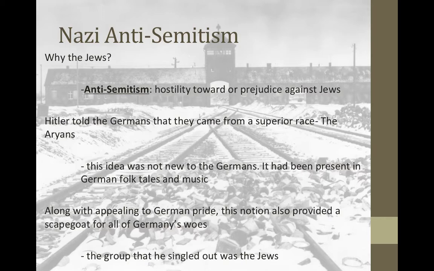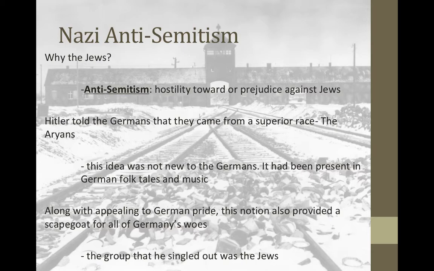So we addressed this already a little bit, but why the Jews? Why did Hitler and the Nazi Party choose the Jews as a scapegoat? Well, first of all, I want to review the vocabulary term anti-Semitism. Hopefully you remember that's hostility or prejudice against the Jewish people. And that is what the Nazis were invoking within Nazi Germany. There was tons of propaganda against the Jewish people. The Nazis and Hitler were telling the Germans that they came from a superior race, the Aryan race, and we've already talked about that. It's the light skin, light eyes, and light hair. And the Jews, they said, were messing up this master race and needed to be done away with and moved out of Germany.